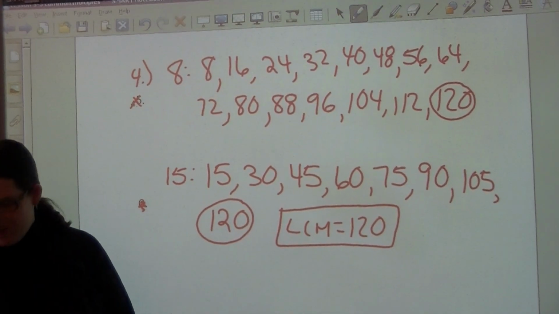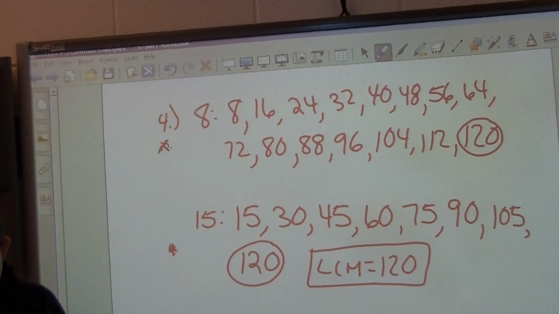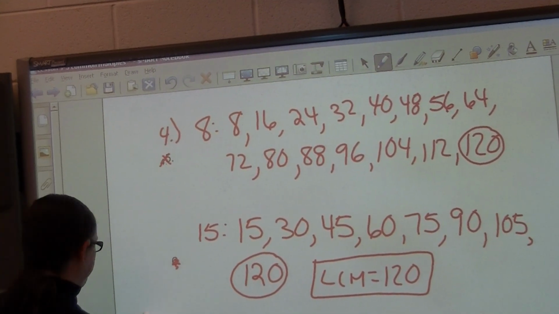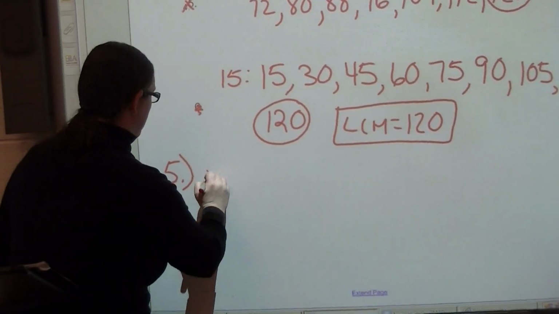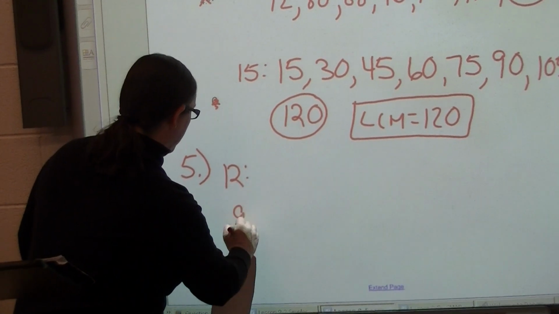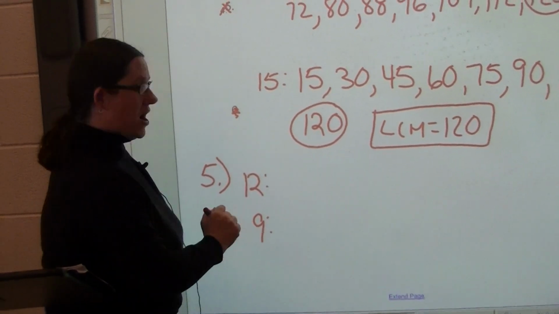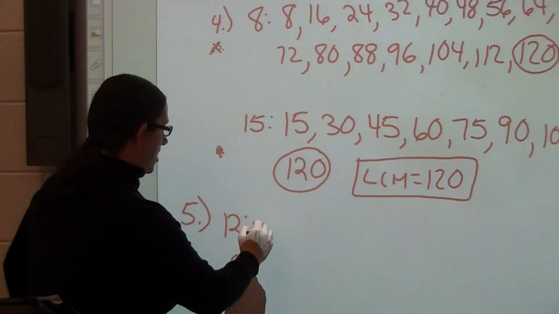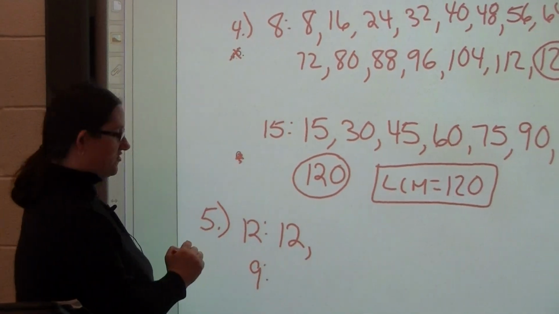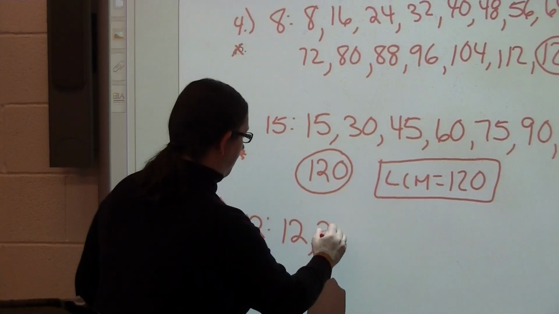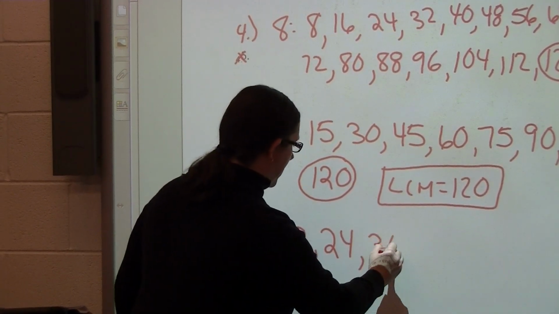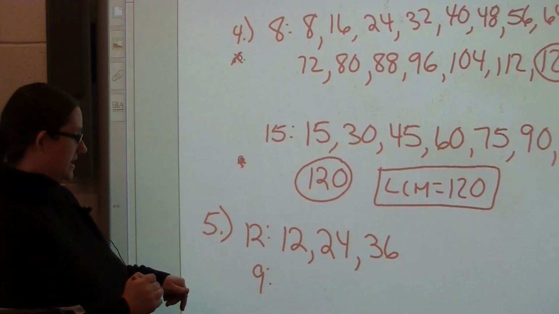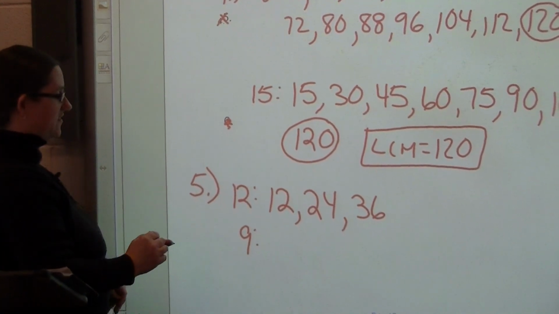All right, good job. Let's jump to number 5. We have 12 and 9. This time they have the bigger number listed first. So multiples of 12: 12 times 1 is 12, 12 times 2 is 24, 12 times 3 is what? 36. Does that ring a bell with multiples of 9? Yes, it does. So let's stop at 36 and see if that's good enough.